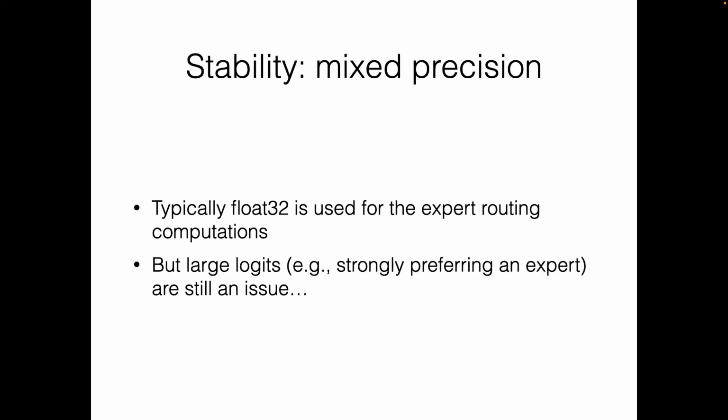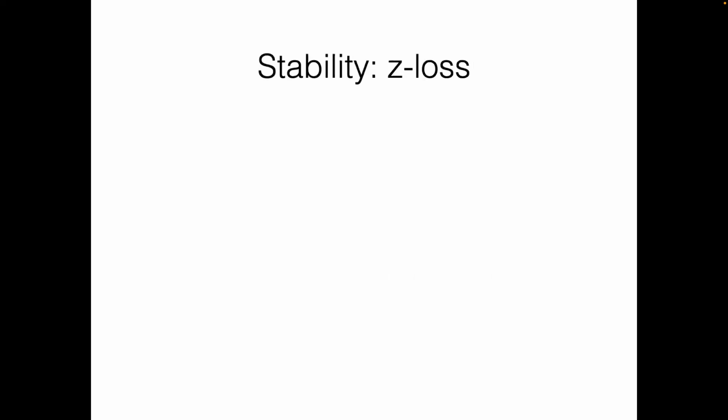But what happens is it still is an issue where you have these large logits, even if you go up to float32. And again, hopefully it was clear, but just to be clear, everything else is going to be in bfloat16 and you're casting up to float32. That doesn't turn out to be enough. So what's also used is this Z loss. Here we want to explicitly penalize having really large logits in this routing layer. And so you can attach another loss to the layer.